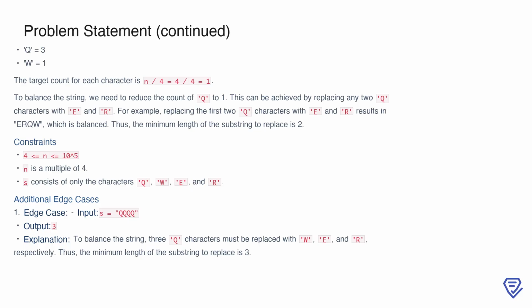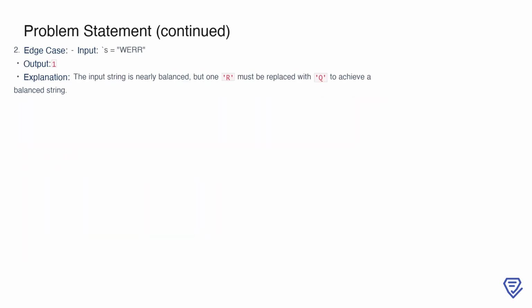Now, let's consider some additional edge cases to better understand how the solution applies to different scenarios. Consider the edge case where the input string is S equals QQQQ. Here, all 4 characters are Q, and to balance the string, 3 of these Q characters must be replaced with W, E, and R, respectively. This makes the minimum length of the substring to replace 3.